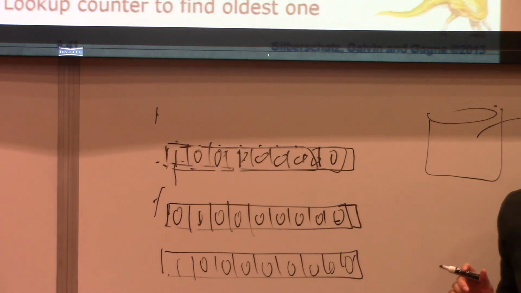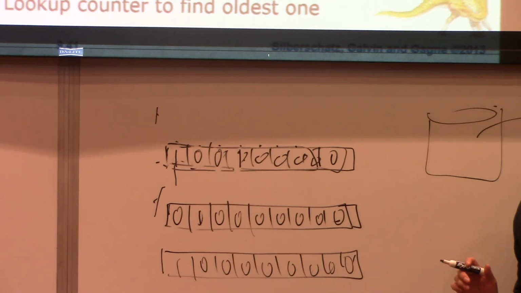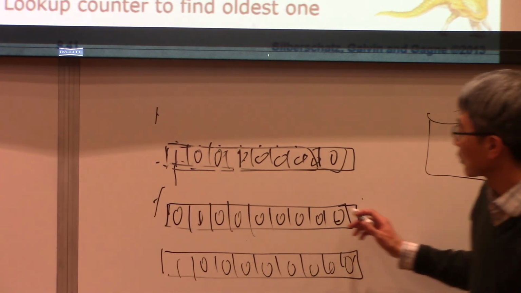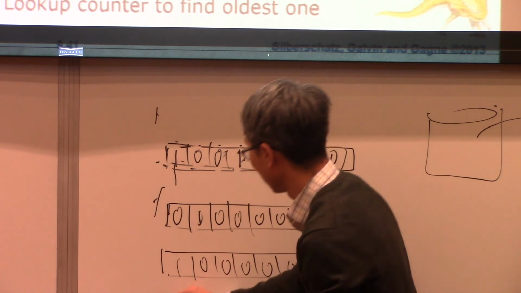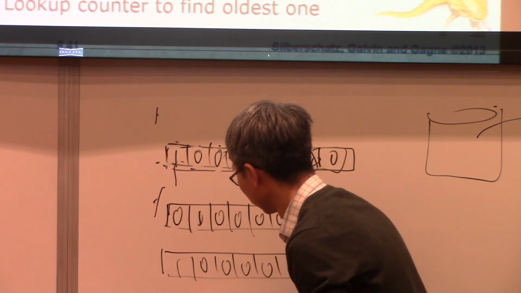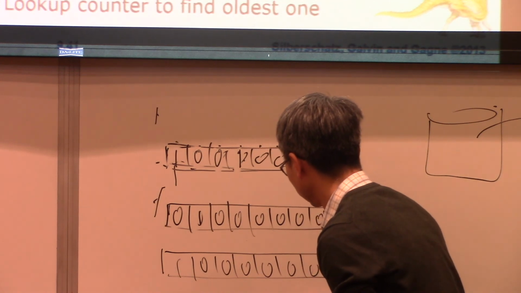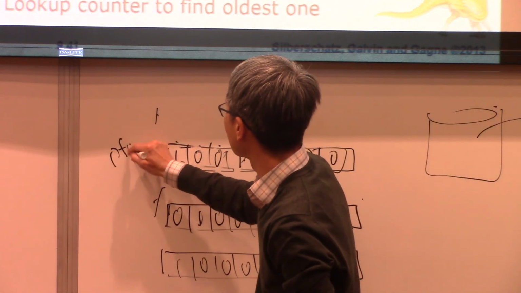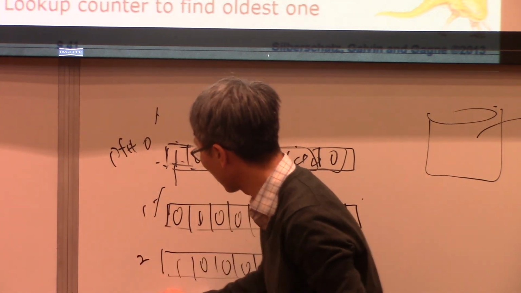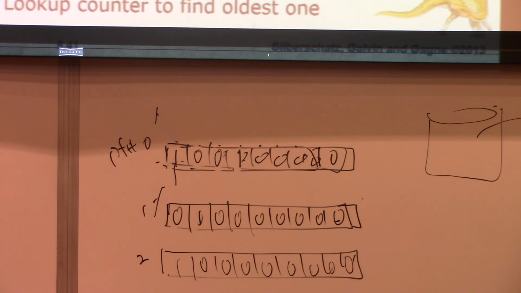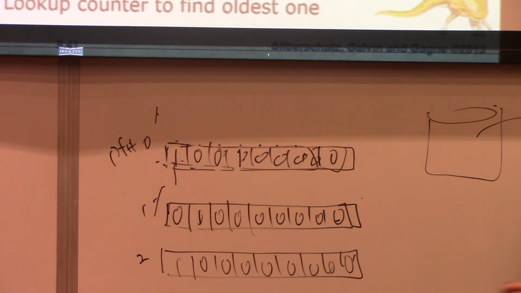Then, how do you decide the victim page? In this example, the smallest number. We have page frame numbers 0, 1, 2, 3. Which one will be the victim page? Number 3.